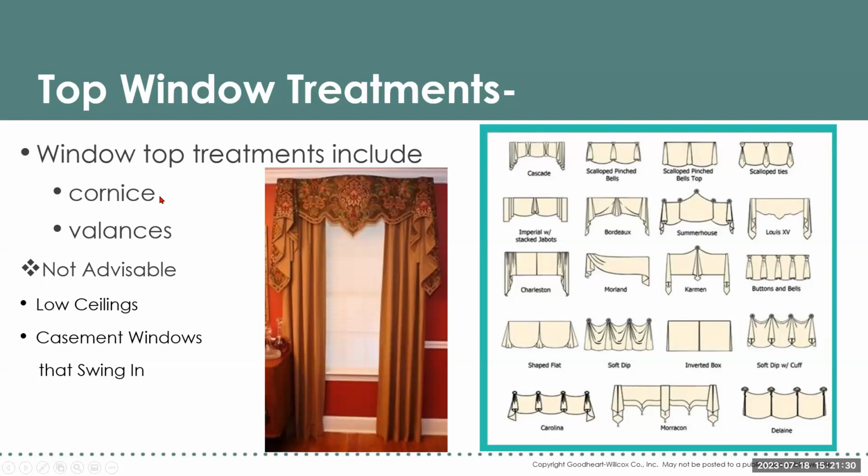A cornice treatment is very structured and hard, and a valance is a soft treatment. Now, it is not advisable to put a lot of these on very low ceilings because they would only make the ceilings look lower, okay? And casement windows that swing in, those casement windows that you crank into the house, would not work well if you had window curtains, or even a top treatment. You would not be able to crank that window into the space. So it adds a problem, right?